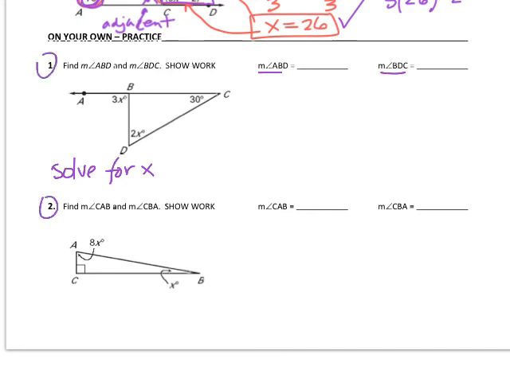So you're going to solve for x. So set up the problem, kind of like the ones that I just did for you. And then once you find out what x is, plug it back in to find the measure of those. And you will get a stamp on your notes if you finish all of the notes. So make sure that these get finished so that you do get that stamp.